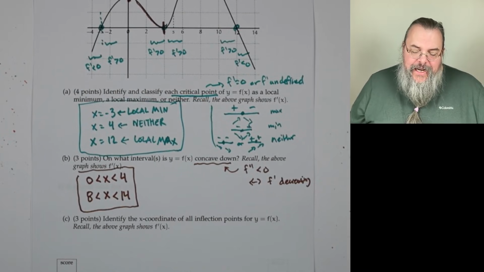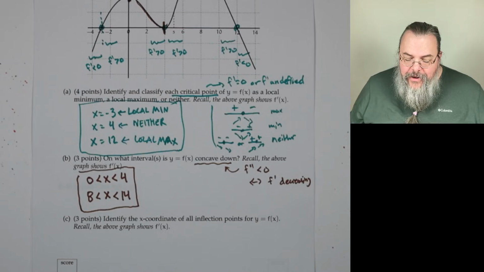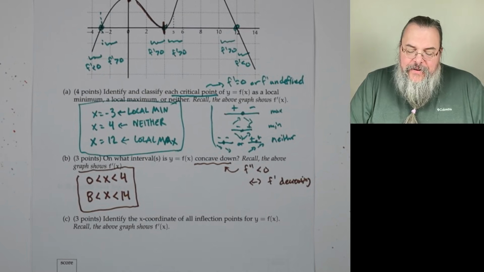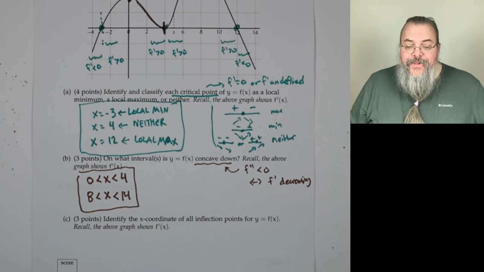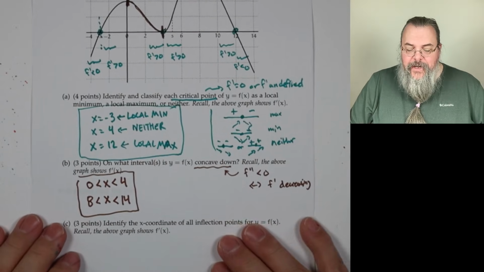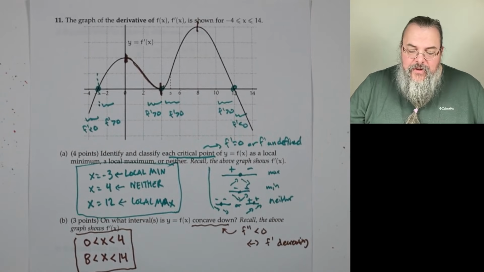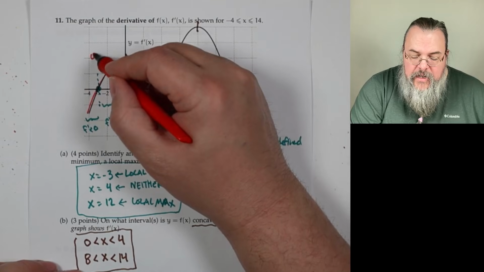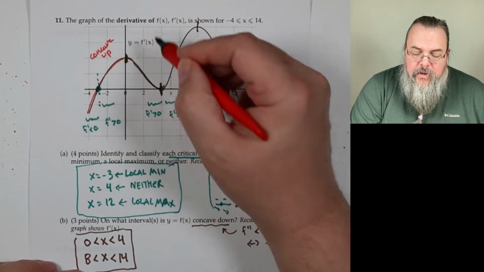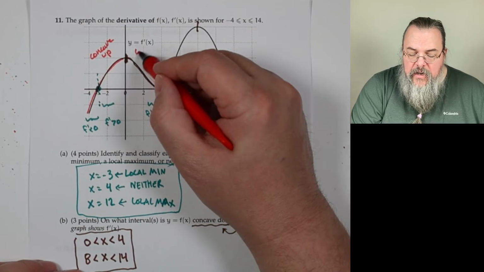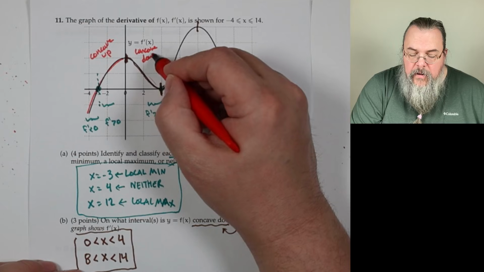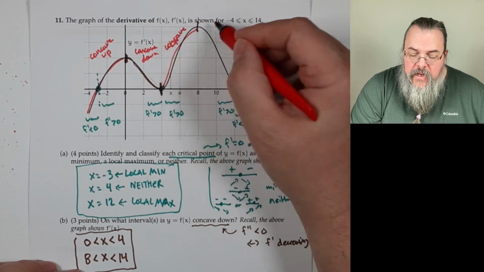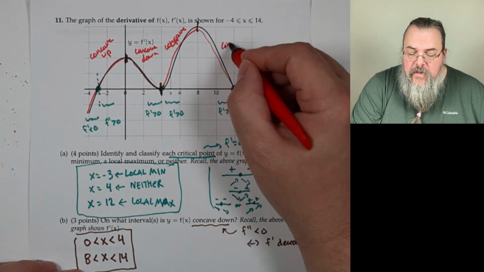Part C. Identify the x-coordinate of all inflection points for y equals f of x. And recall, the graph shows f prime of x. So this actually is going to be easier than you think, because we've done all the work. If we come here, we're going up, so we're concave up. That's increasing, decreasing, concave down, increasing, concave up, decreasing, concave down.